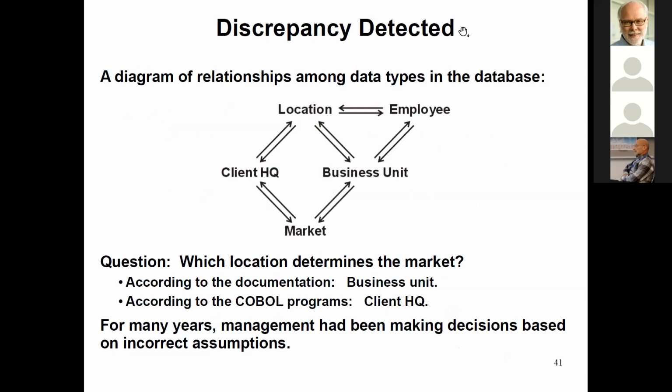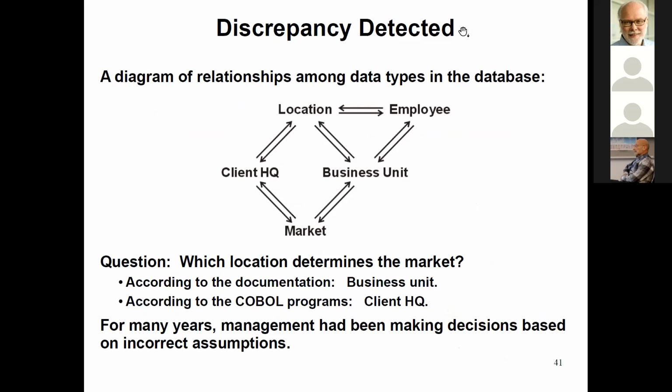And one thing is that the system discovered various discrepancies. In doing the analysis, it discovered a diagram of relationships among the data types in the database. And there were the various relations. And the question is, which location determines the market?